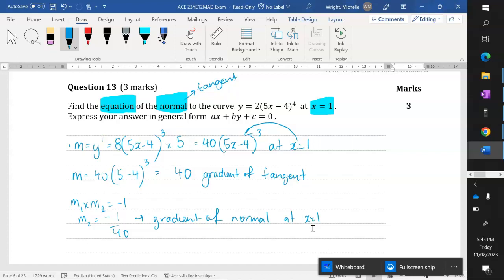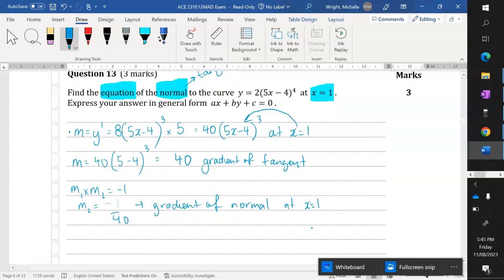Okay, that's at x equals 1. I need a point for y as well, because what I need to do is find the equation. So now that we've got our gradient, we can find the equation. And our equation formula is this one. We've got our m, we've got an x value. I need to find that y value. The y value is the one that matches our x value. So what's the value of y when we've got x?